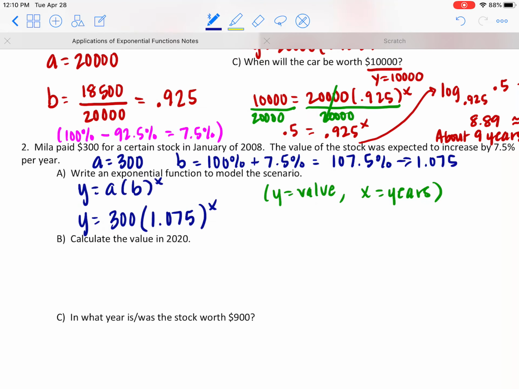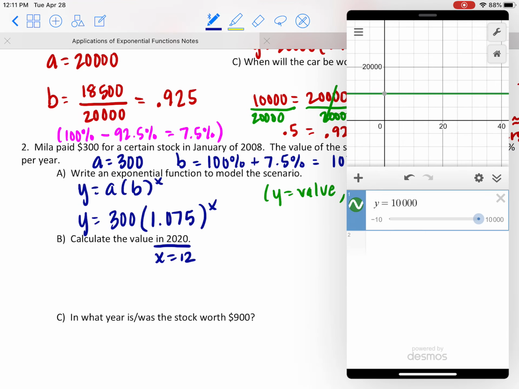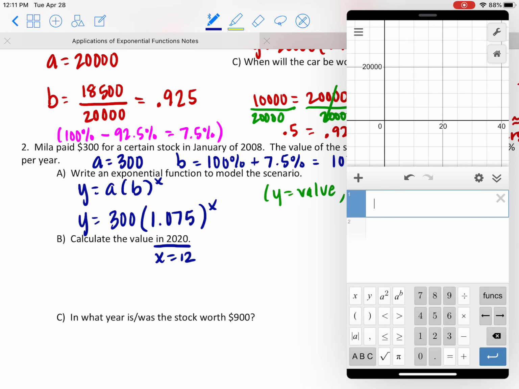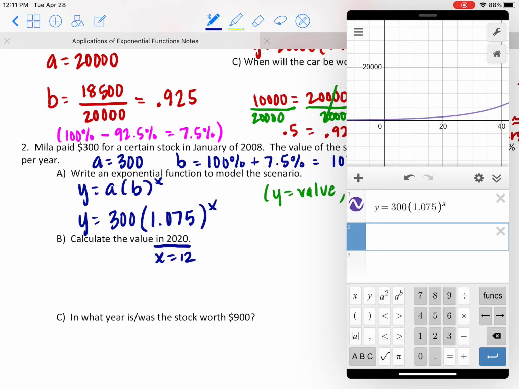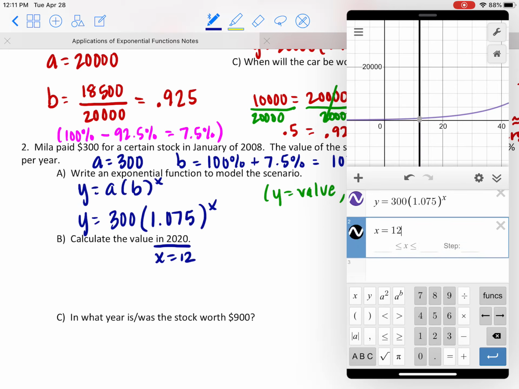Okay? So now it says, and again, I didn't define my variables, but here y is the value and x is years. So calculate the value in 2020. So in 2020, calculate the value means find y in 2020. If this thing started in 2008, 2020 would be 12 years later. So x equals 12. So I've got two options. I can put my function into Desmos and then find the intersection with x equals 12, or I can plug 12 in by hand. I'm going to go ahead and graph this.